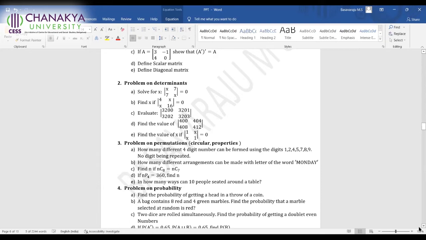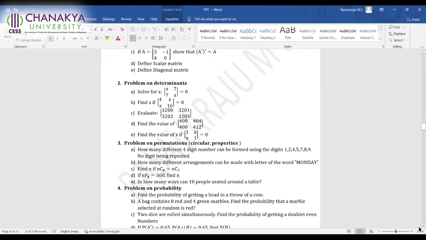So question 3 you can expect from permutations. They may ask you circular permutation problems, or properties of combinations, or properties of permutations. They'll give a word of English letters. They ask us to calculate the total number of ways we can arrange the letters, with or without repetition. So I've given one problem here. How many different arrangements can be made with the letters of the word Monday?